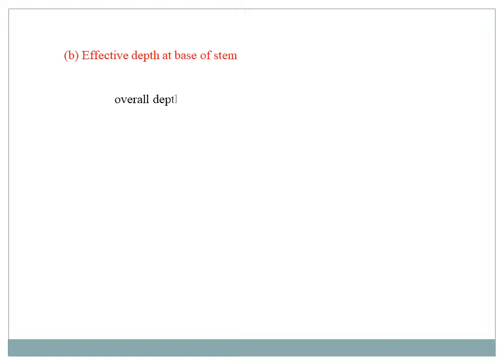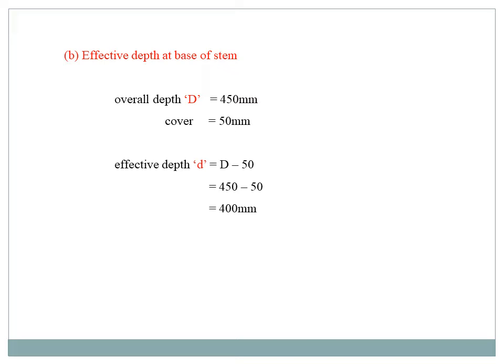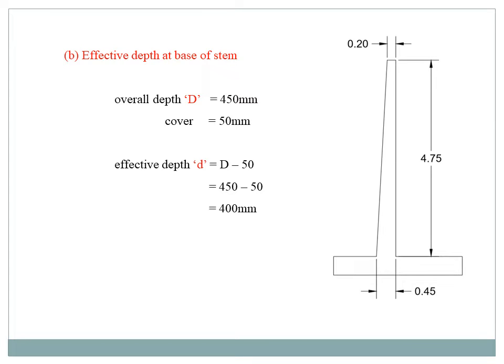The next, effective depth required at base of stem. Depth at base of stem: overall depth capital D is equal to 450 mm. Our cover we assume as 50 mm. So our small d is equal to capital D minus cover value. So capital D is 450 mm minus 50 is equal to 400 mm. So our small d, the effective depth, is 400 mm. Then just mark the values, 450 mm.